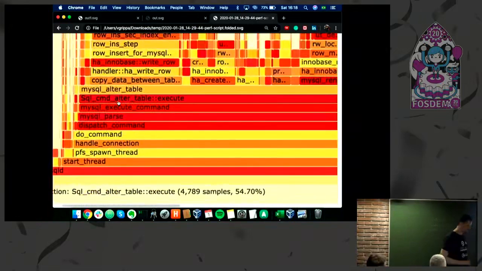Because I profiled the MySQL process, we can see that 100% of the CPU time was spent on MySQL. Why? Because we were perfing only MySQL.